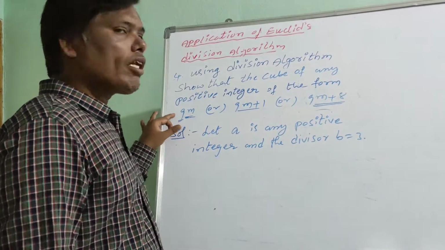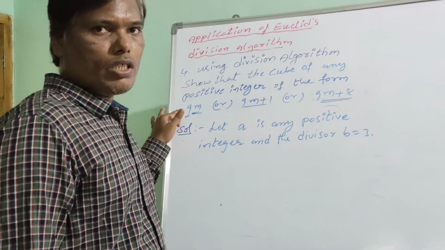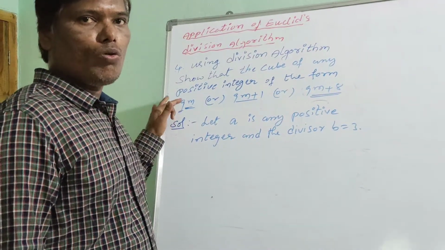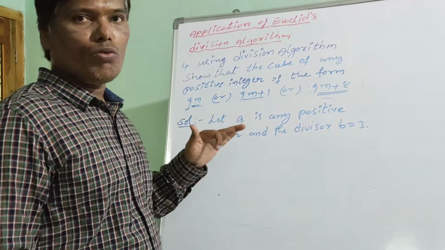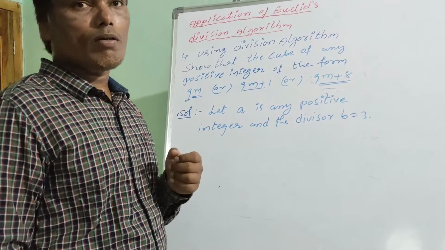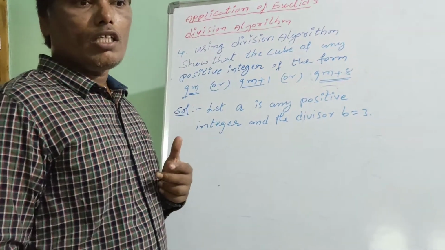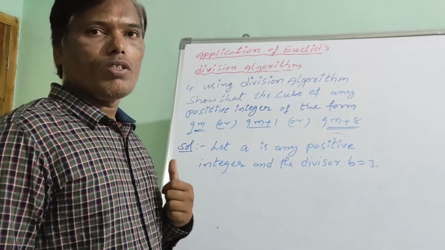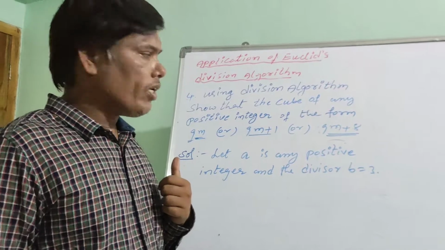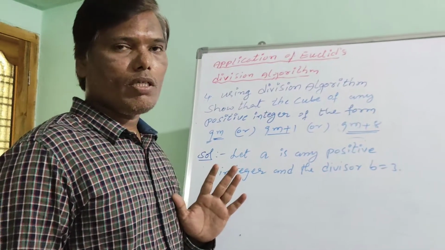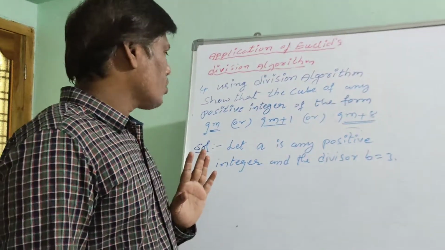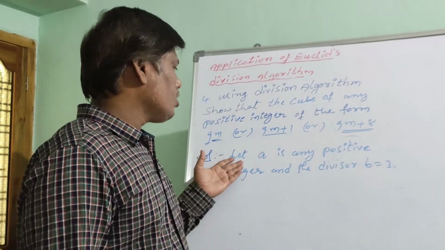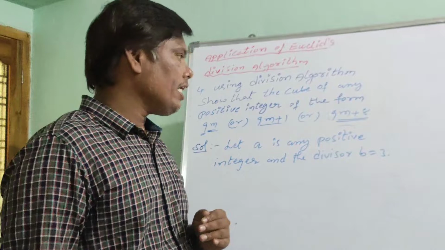Because if you choose 9 as the divisor, how many remainders are possible? 0, 1, 2, 3, 4, 5, 6, 7, 8, so we will get 9 cases. The problem becomes too large and very difficult. We can do it like that also, but it is easy to choose the divisor 3 here.